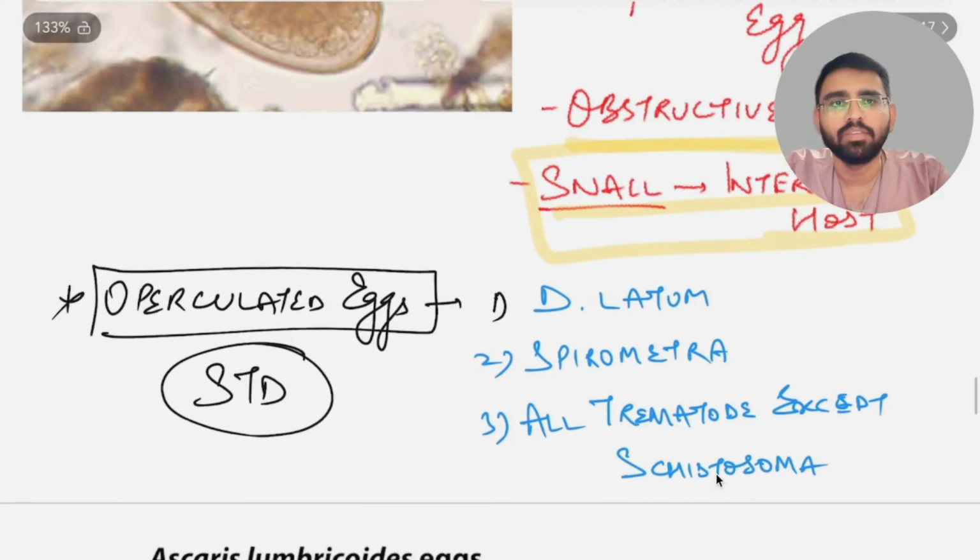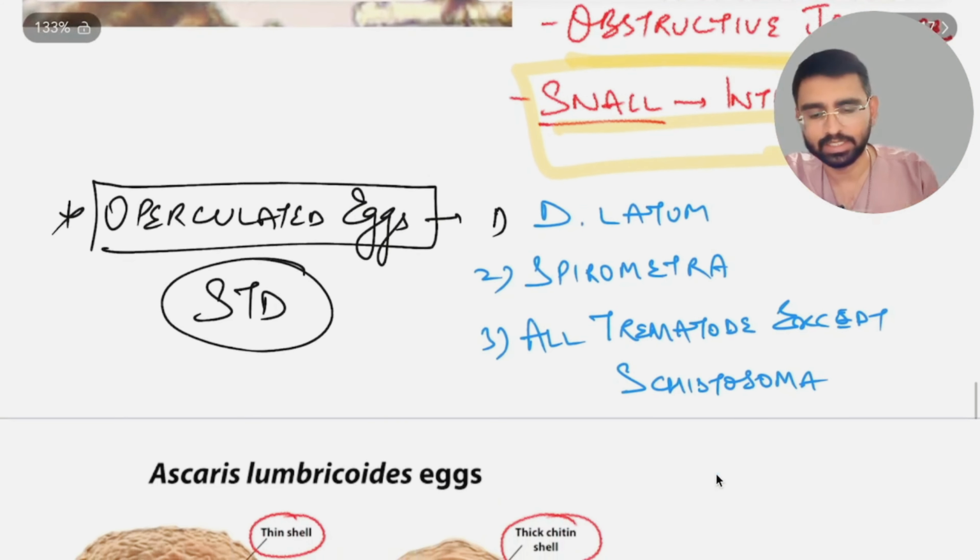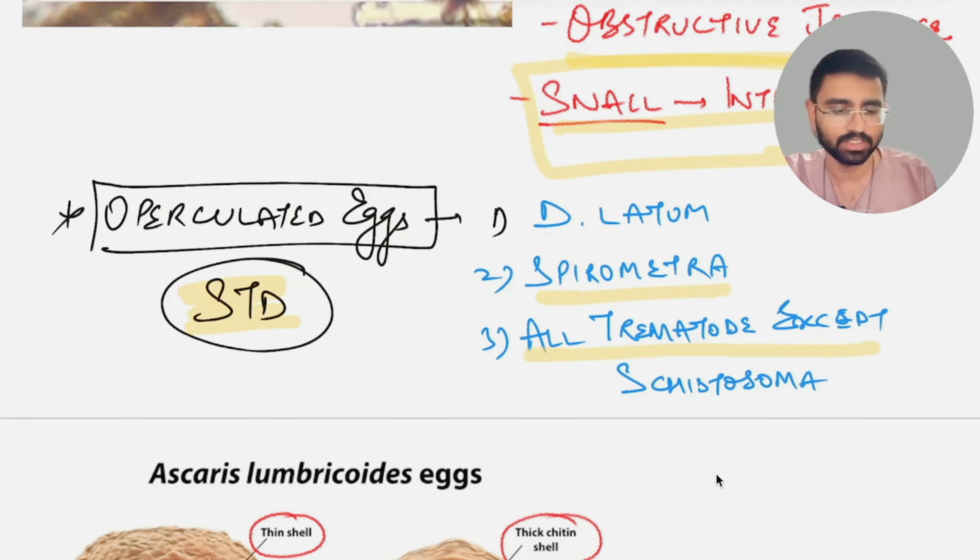So there is a mnemonic we have for operculated eggs, STD. STD stands for S for Spirometra, T for all trematodes except Schistosoma, and D for Diphyllobothrium latum. STD. Please remember this mnemonic.